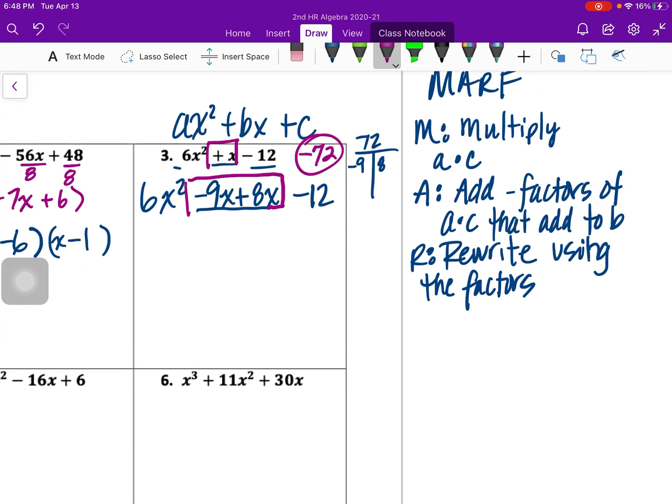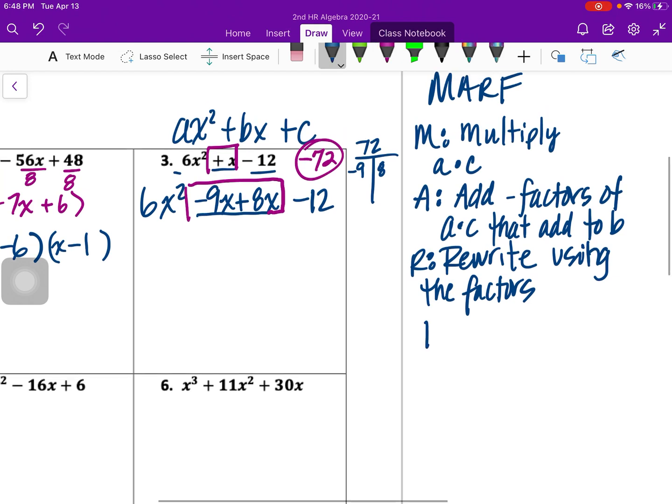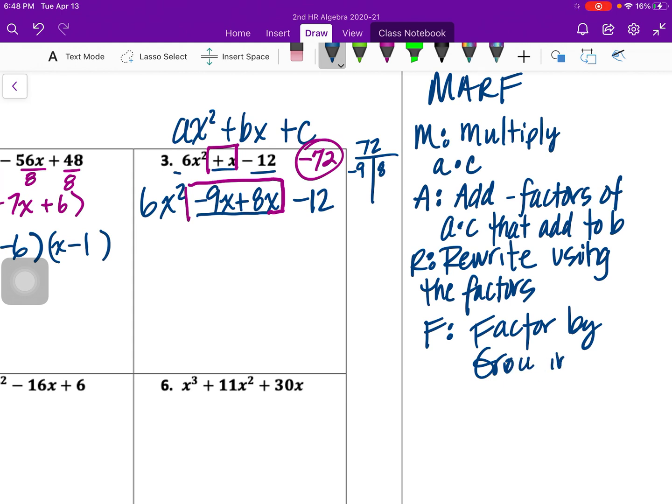Okay. All right, stay with me. The last step is the hardest by far, and you might not get it on the first try, so just stay with me. This one is factor by grouping. Okay, and I'm going to show you what I mean by this. This is going to be challenging, so just stay with me.